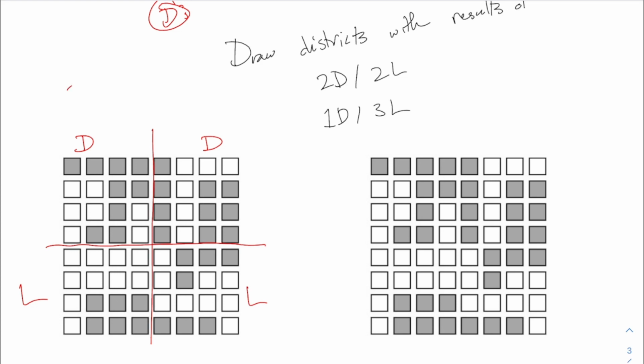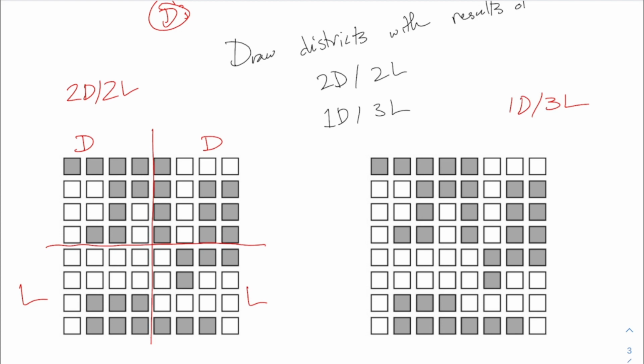So this was a 2 and 2. 2 dark, 2 light. All right, let's try this one over here. 1 dark and 3 light. Remember, my strategy for this is you only want the darks to win one of them. So you should pack the Ds into their own district. Make it so that you have one district which is pretty much all Ds or mostly Ds. And then the idea is there just won't be enough Ds left over to win any of the others.